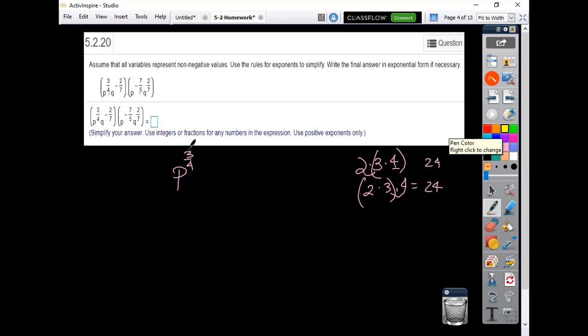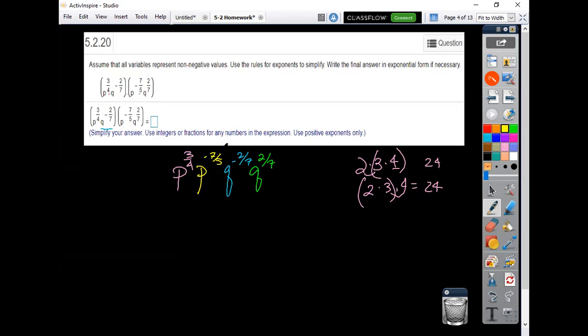But my whole point is, if I put this p to the 3/4, I can take this p to the -7/5 and put it right there next to it, just so it's easier to see how the different parts line up. This q to the -2/7, and then this other q, I'm going to sneak that right in there with it, that q to the +2/7. Now, I feel like I've almost beat a dead horse with the examples of why you add these exponents.